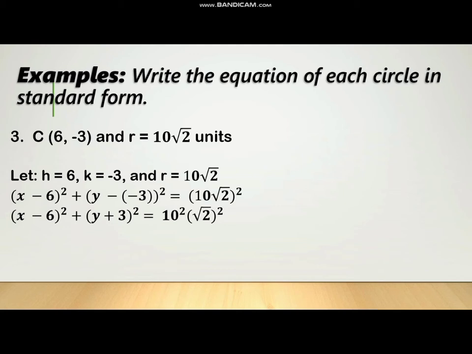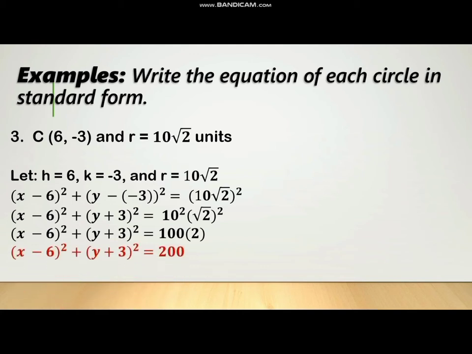10 square root of 2 squared. Both factors are squared: 10 is squared and the square root of 2 is also squared. The square of 10 is 100, and the square of the square root of 2 is equal to 2. The square root cancels because square and square root are opposites. So for the final answer, 100 times 2 equals 200. We have the square of x minus 6 plus the square of y plus 3 is equal to 200.